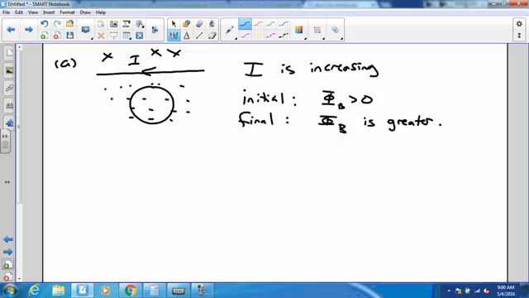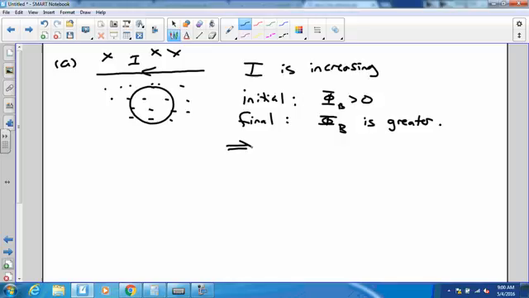In other words, the flux is increasing. Okay, simple question. My wire is going to react so as to oppose the change. In other words, it's going to try to reduce the total amount of flux in here. If it's going to do that, which way does it have to create a magnetic field? Into the board. That's exactly right.